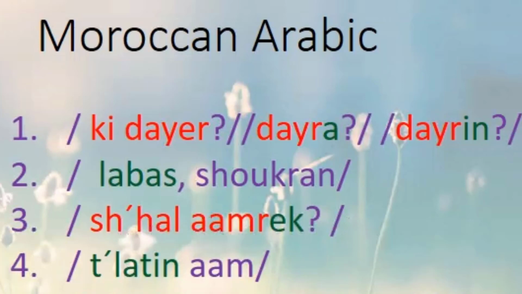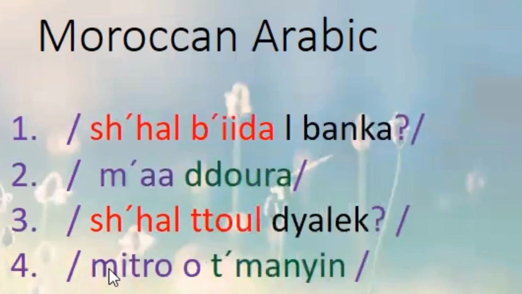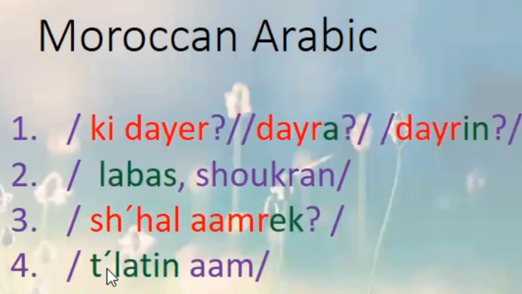Number 4, 30 years. So 30 is 30, years old. عام. So we have a year is عام. So 30 عام. 20 years is 20 عام. For example, 15 years is 15 العام or 15 السنة.